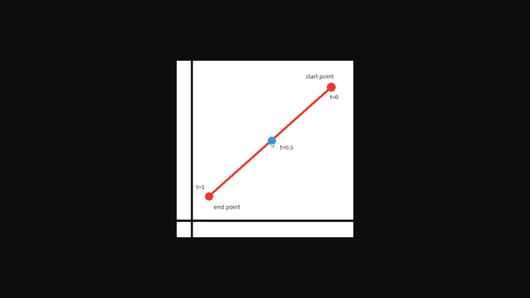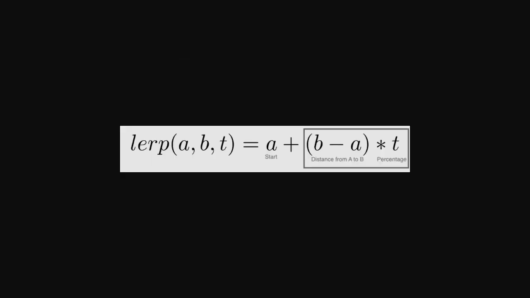The math for this is actually quite simple. All that we do is take our start point and add a vector that goes from the start point to the end point, multiplied by some value between 0 and 1. And then this will result in a vector that is somewhere between A and B.